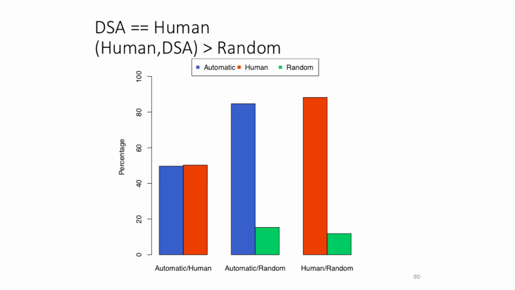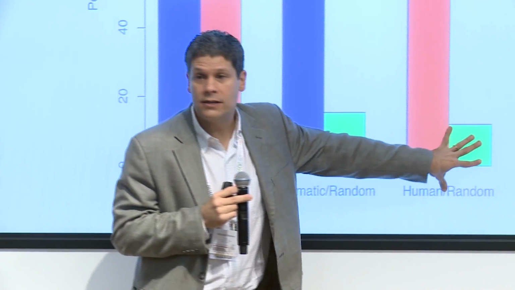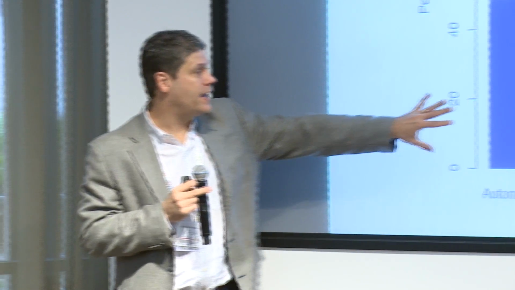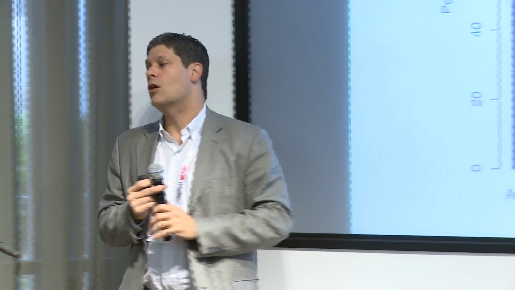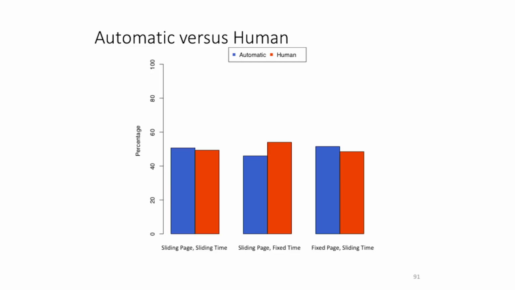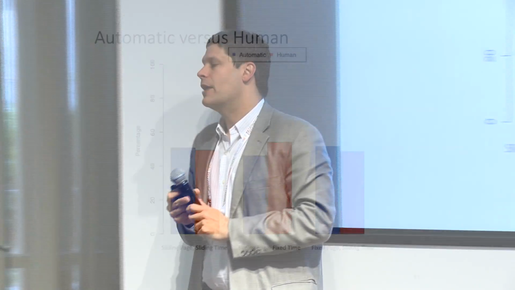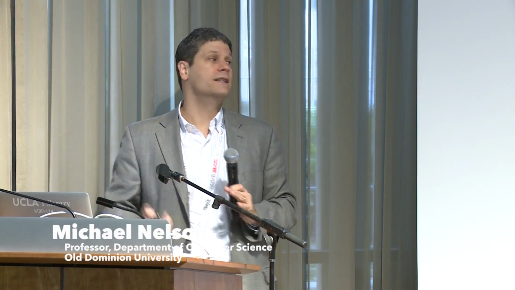They couldn't tell the difference between a human and an automatic story. But they could tell the difference between a human and a random story, and between an automatically generated and a random story. So random is not equally good, but the experts versus automatic are equally good. Now for different kinds of stories, sliding page, sliding time, etc., basically they came out the same, and this also holds for human versus random and automatic versus random. So we basically didn't see a distinction between different kinds of stories. They were all easily identifiable.